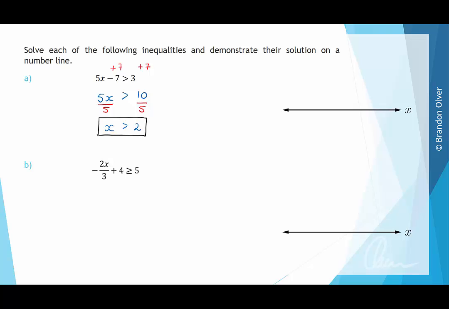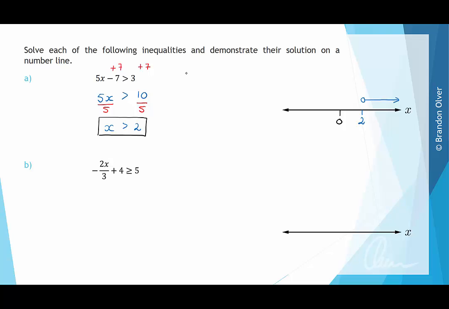And what we want to do now is represent that on a number line. So if we put 0 here, that means 2 will be somewhere around here. And x being greater than 2 is an open dot to say 2 is not included, all the way to infinity. So we represent that with an arrow off to infinity.